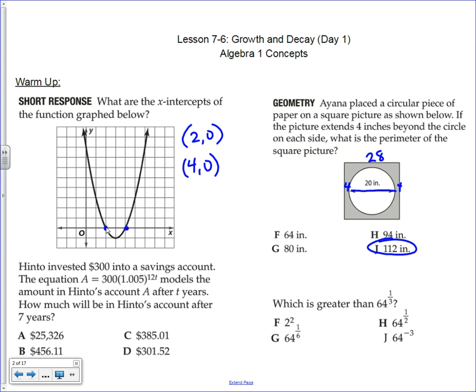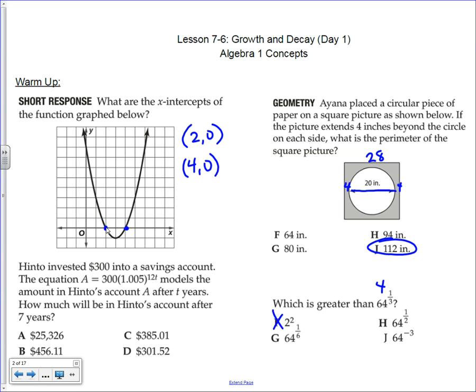Okay, let's go right below it. It says, which is greater than 64 and 1/3? Well, I don't really know what 64 and 1/3 is until you put it in your calculator. So can you tell me what 64 and 1/3 is? 4? All right, so I have to figure out which one of these is greater than 4. Well, what do you get for letter F? Is that greater than 4?